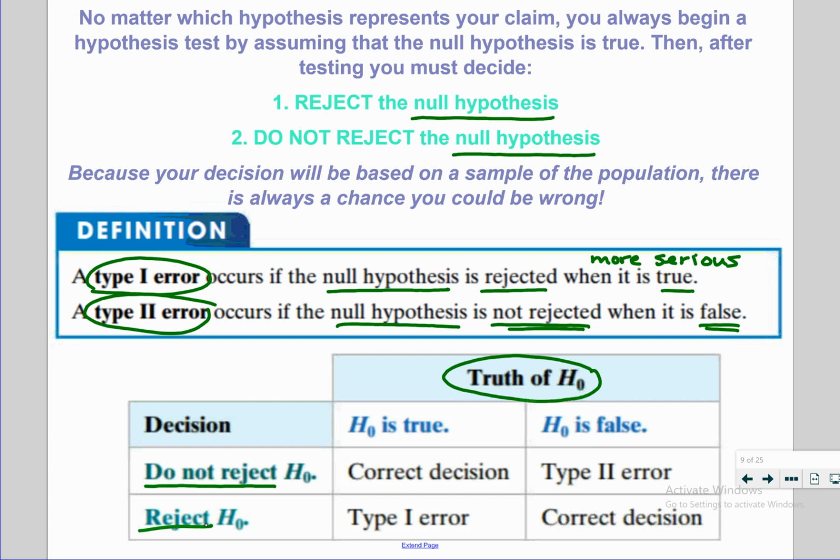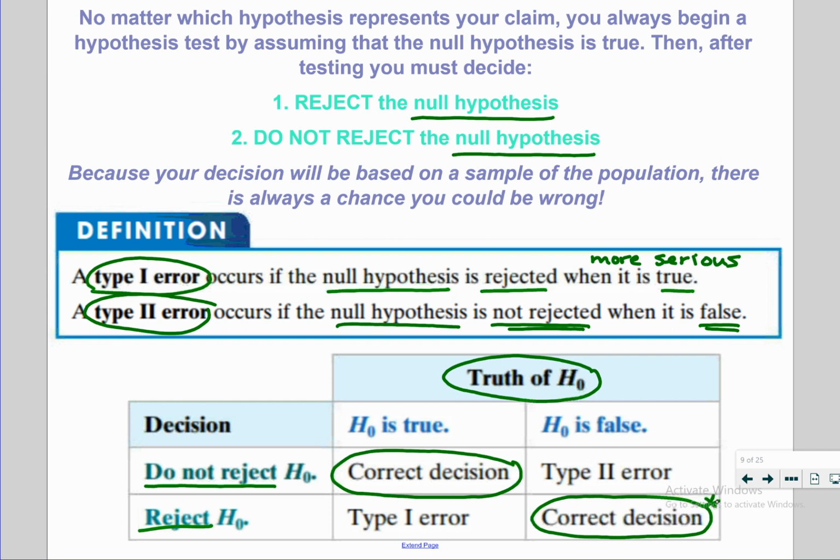Okay, so then in the middle, if the null hypothesis is true and we do not reject it, that is a correct decision being made. Okay, so our math supported what is really happening in real life. Or the null hypothesis is false and we reject it. Ultimately, this is going to be the goal of a researcher, they're trying to prove that something's false by rejecting it. Okay. Then the type 1 and type 2 errors.